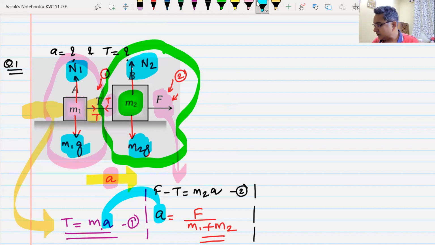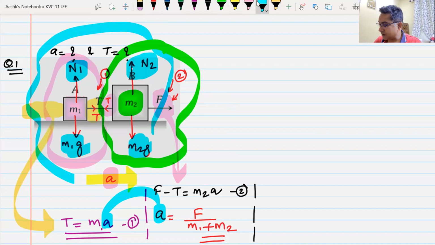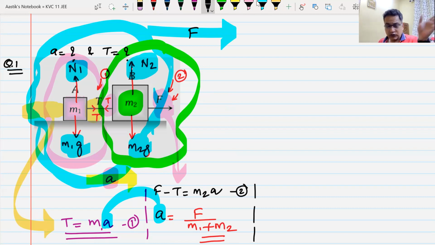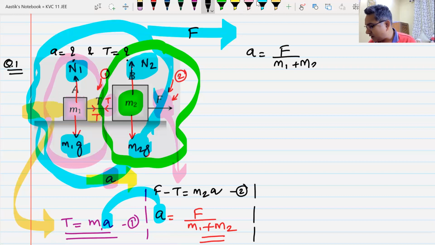I can take both of these blocks 1 and 2 as one system. Then what do you see in this system? There is only one force, which is F, acting in this direction. Yes or no? External force in the horizontal direction is F. There is no force in the backward direction. Both the blocks are going to move with the same acceleration. So I can straight away write acceleration will be F upon m1 plus m2. Do we understand this?